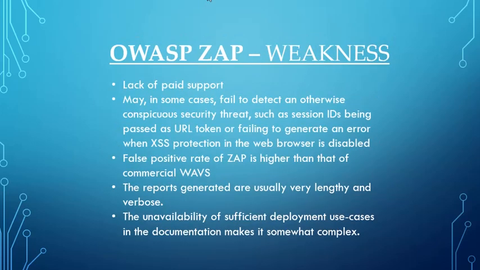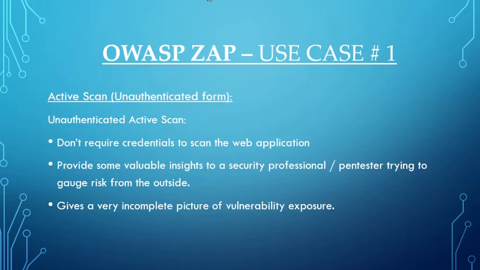Weaknesses of ZAP include lack of paid support. It may in some cases fail to detect otherwise conspicuous security threats, such as a session ID being passed as a URL token, or failing to generate an error when cross-site scripting protection in the web browser is disabled. The false positive rate of ZAP is higher than that of commercial ones. The reports generated are usually very lengthy and verbose. The unavailability of sufficient deployment use cases in the documentation makes it somewhat complex.